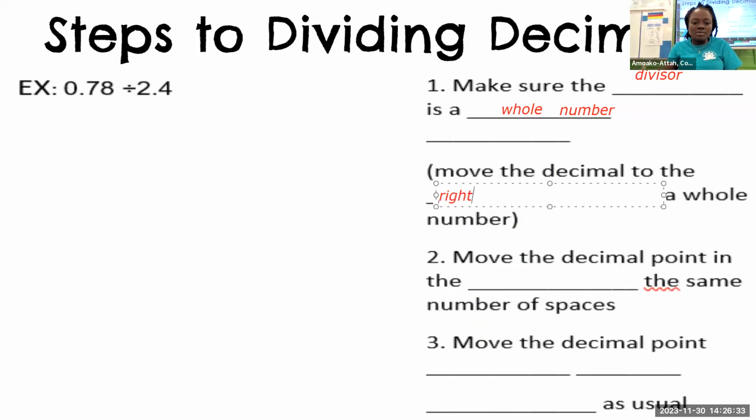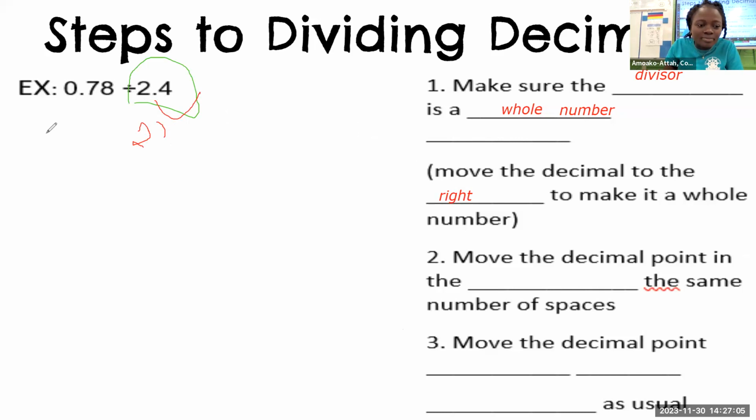So for example, if you have this problem, which of these is the divisor? The divisor is the 2.5, or the 2 and 5 tenths. And how do we make this a whole number? We just said that we have to move the decimal point to the right. So doing this, we are going to get 24. That is the simplest way to do that. Or we just multiply it by multiples of 10.